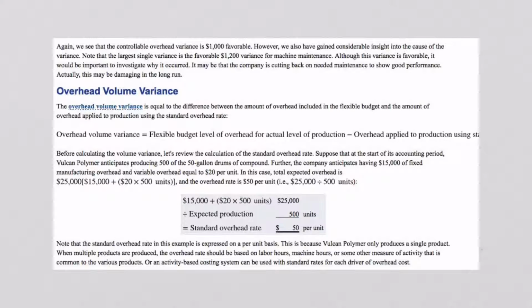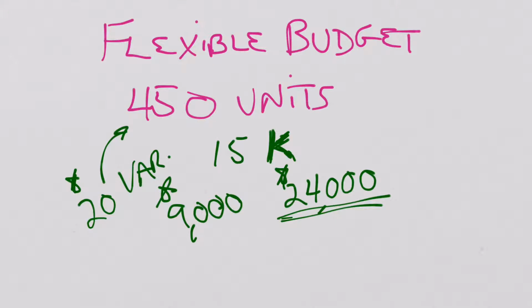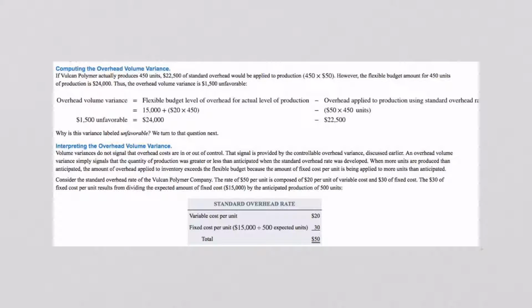So the volume variance is comparing, just as we said, the flexible budget amount to the overhead as applied using the original budget. Here's the original budget per unit. Take a look at that. Same things that we just did. Back to the textbook over here. The flexible budget changes the amount per unit to that, and just as we said, here's the amount applied.